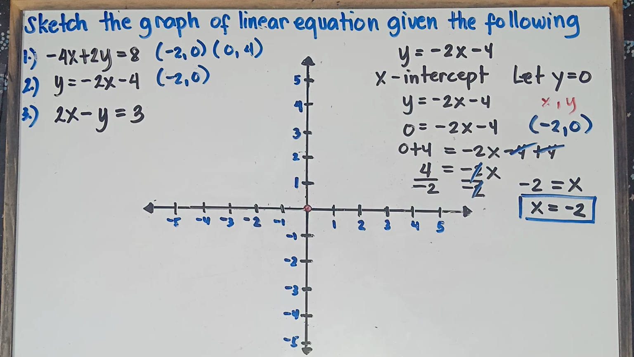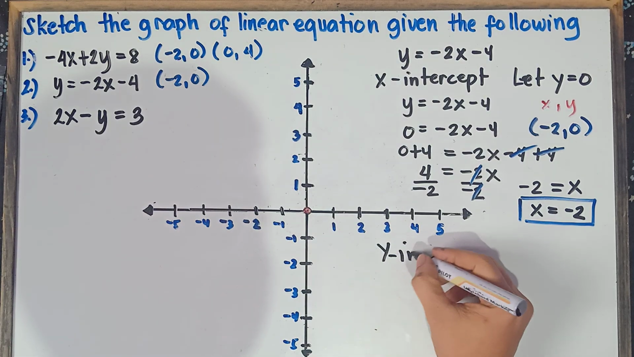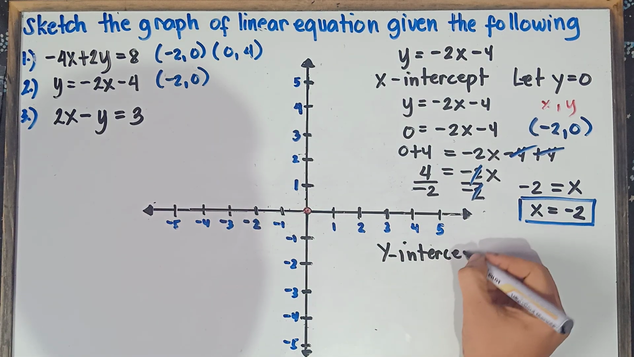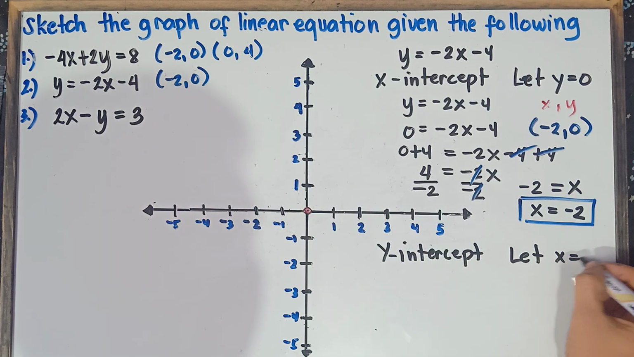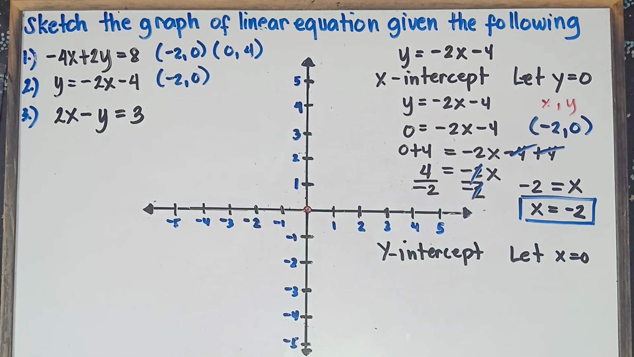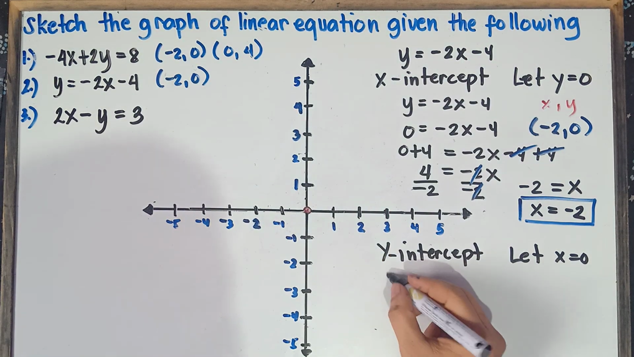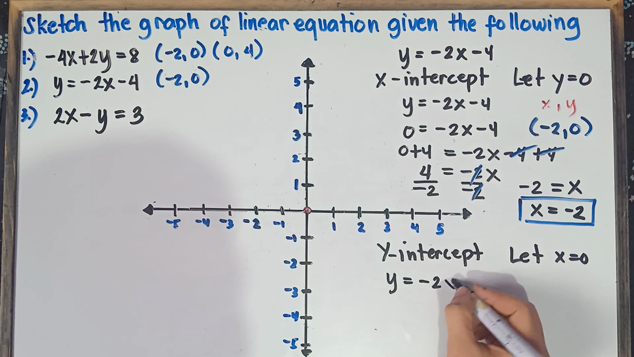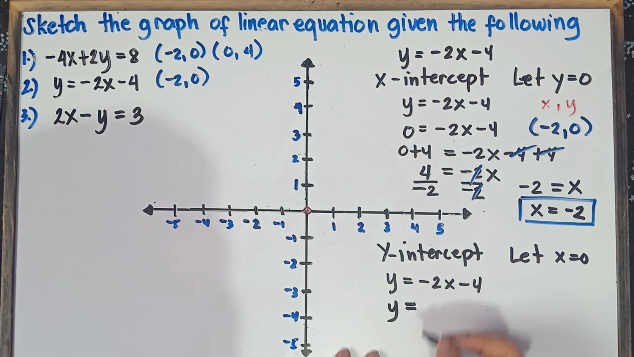Alright, then our second answer: the y-intercept. Let x equal to 0. Once again, just to get the y-intercept, let x equal to 0. So copy the equation. We have y equals negative 2x minus 4. Simply copy y, copy the equals sign, and then copy negative 2, and then simply substitute the value of x.